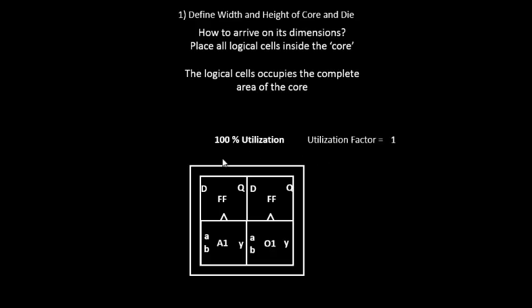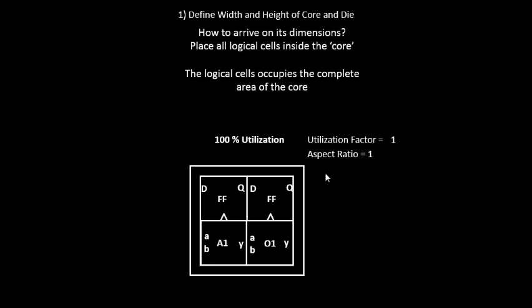Let's try to explain one more concept with the same example: the concept of aspect ratio. The definition of aspect ratio is height by width. In this case, the height of this particular core is 2 units, the width is 2 units, so the aspect ratio comes to be 1. Whenever the aspect ratio is 1, it signifies that the chip is square shaped. Whenever your aspect ratio is 0.5 or some other number other than 1, it signifies that your chip is basically a rectangle shape.